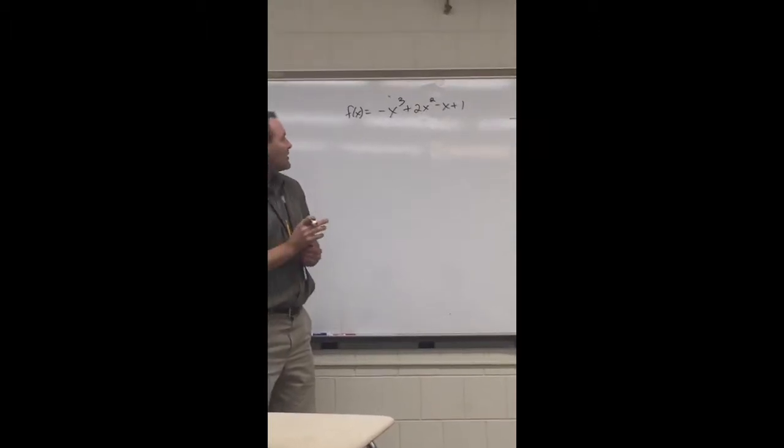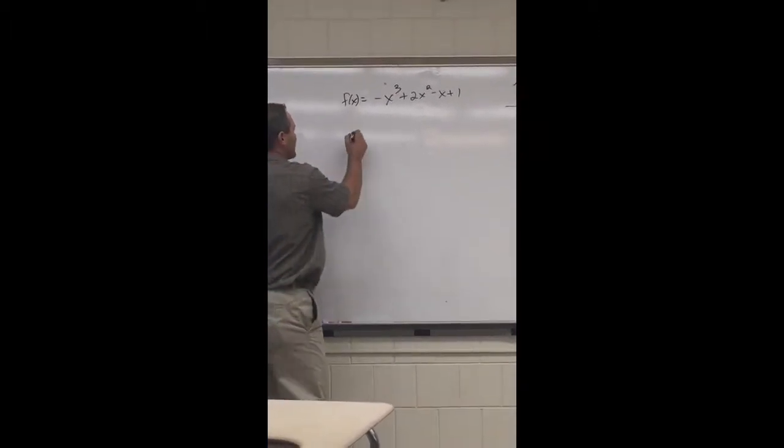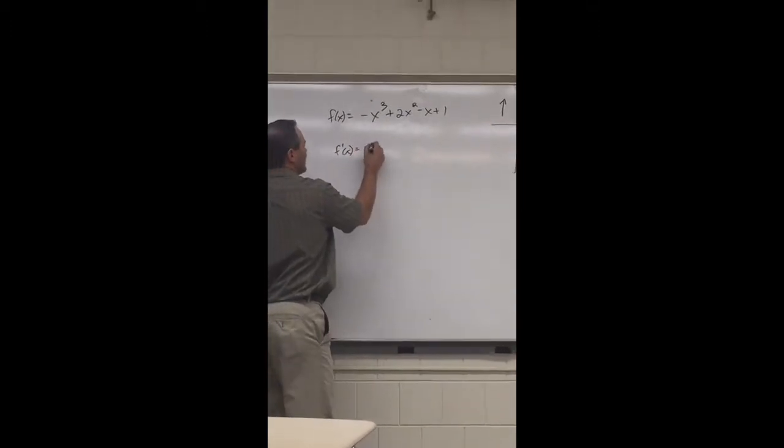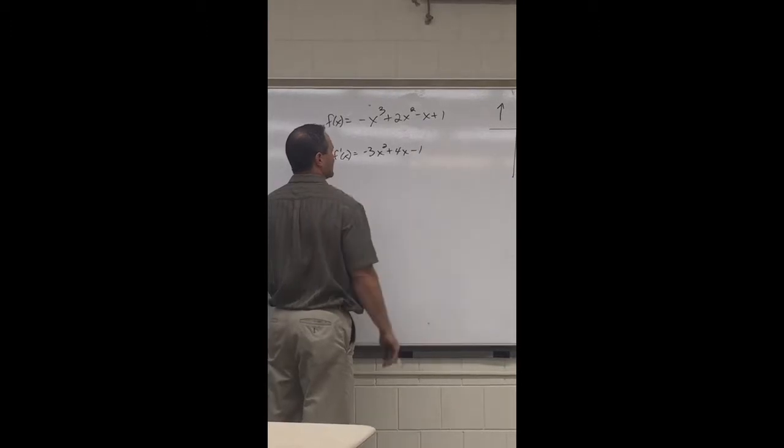Okay, so what's the first thing you suppose you should do? Find the derivative. Alright, so f prime is 3x squared plus 4x minus 1. I couldn't figure out how to send it to you, Kyle, sorry.